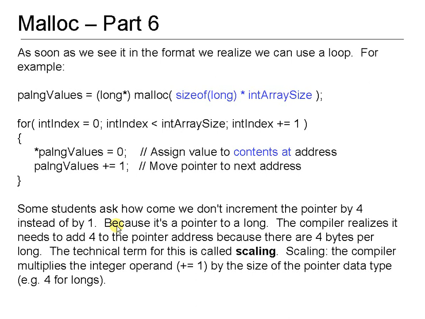Scaling is when the compiler multiplies the integer operand, in this case plus 1, by the size of the pointer data type. So, for example, by 4 for longs. If we were doing shorts, it would multiply everything by a factor of 2.